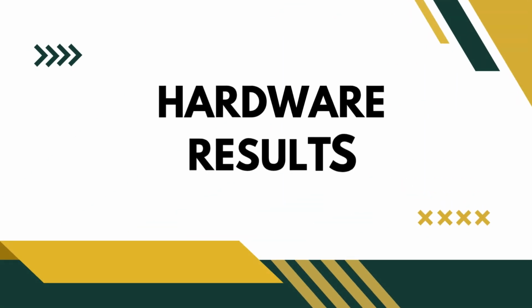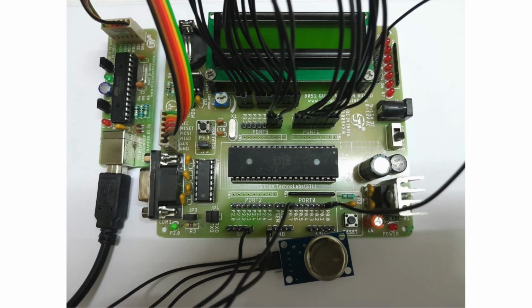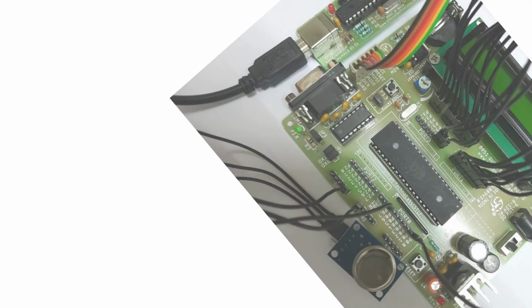Chapter 7, Hardware results. Hardware connections. 8051 port 1 connected to LCD display, LCD RS, RW, EN pins are connected to port 3 of 3.0, 3.1, 3.2. Gas sensor connected to port 0.7 pin, VCC and ground connected to 5V. LED connected to port 0.0 pin, like showing in the circuit diagram. Pause the video and understand the connections.